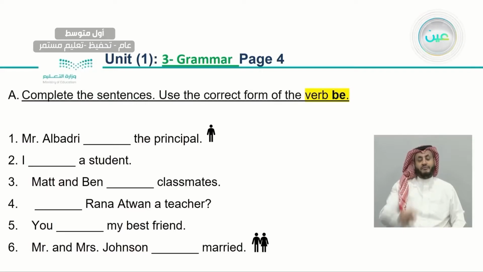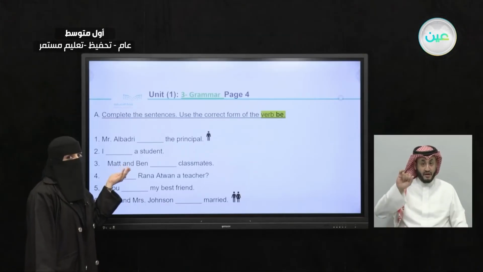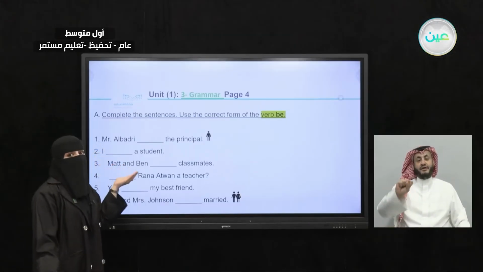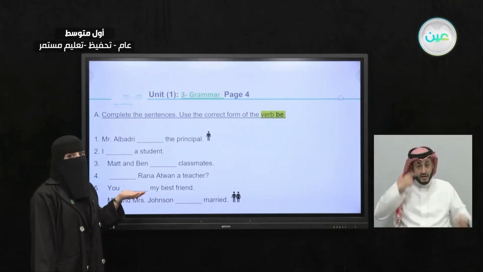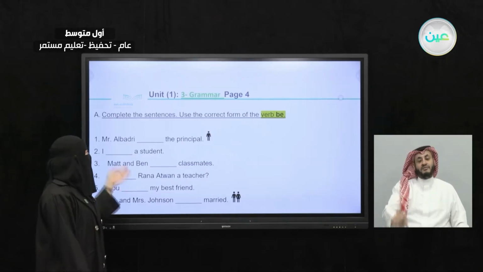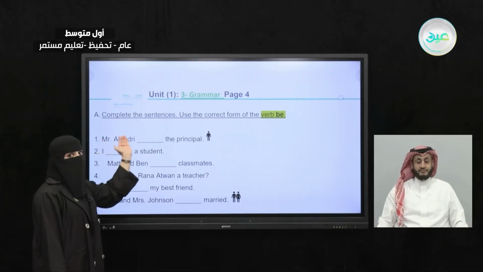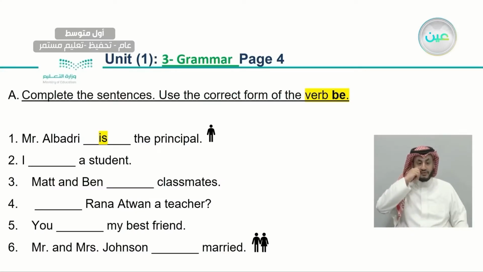Again, page 4, practice A. Complete the sentences. Use the correct form of the verb be. Number 1, Mr. Al-Badri, blank, the principal. Mr. Al-Badri, probably it's a guy's name, right? So if I would change it with a subject pronoun, what would it be? Try to think. He, yes, correct, good job. So I would say he is, right? Mr. Al-Badri is the principal of the school.